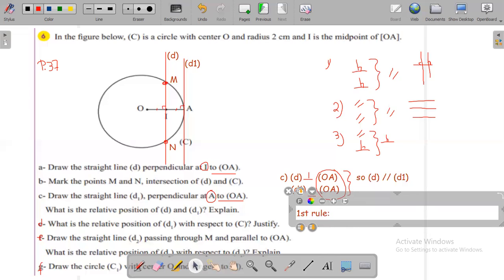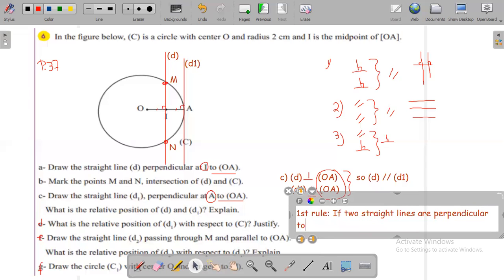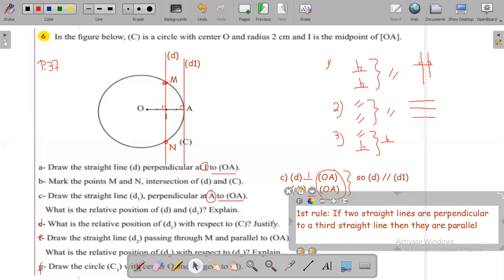If two straight lines are perpendicular to a third straight line, then they are parallel to each other. Thank you.